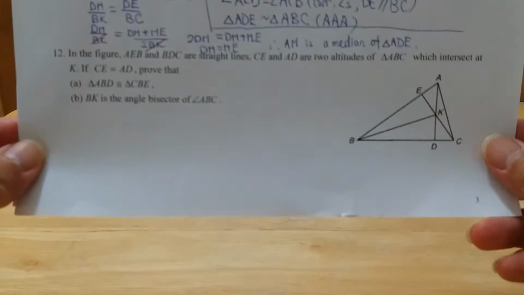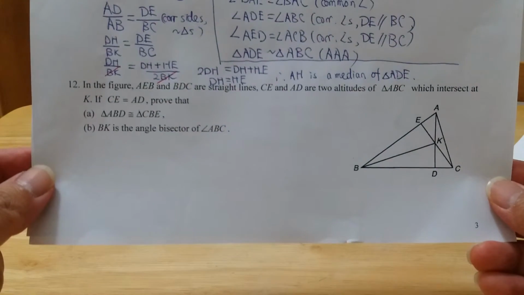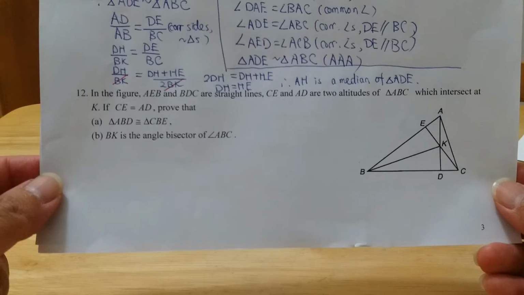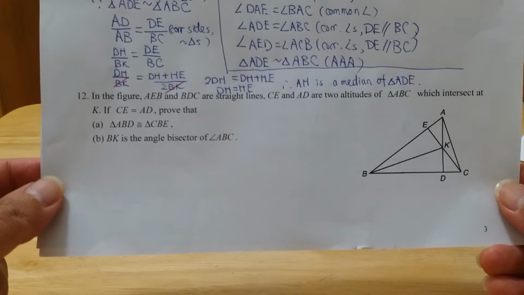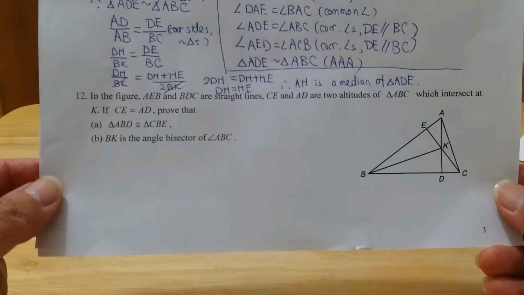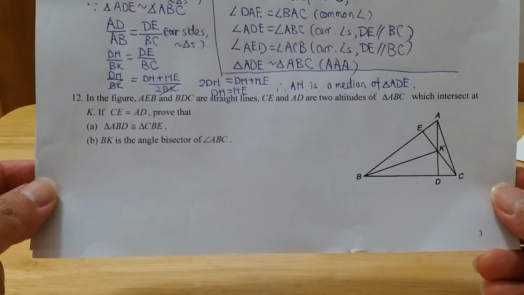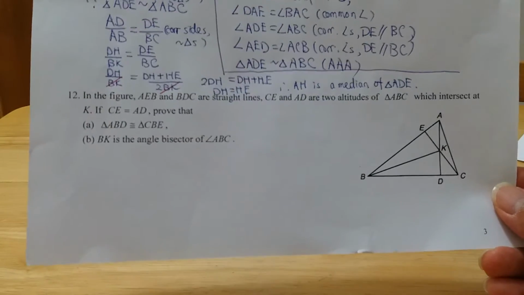Okay, good evening. This is our last question, question 12. Now we are going to see that in the figure, AEB and BDC are straight lines. CD and AD are two altitudes of triangle ABC. So immediately, what should you do now?